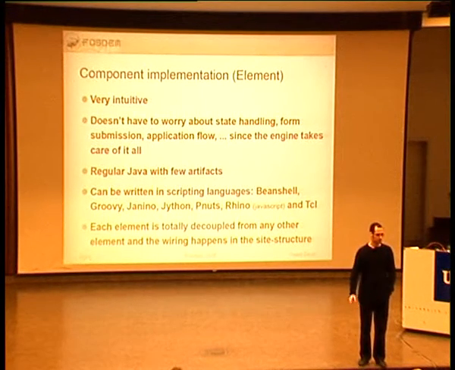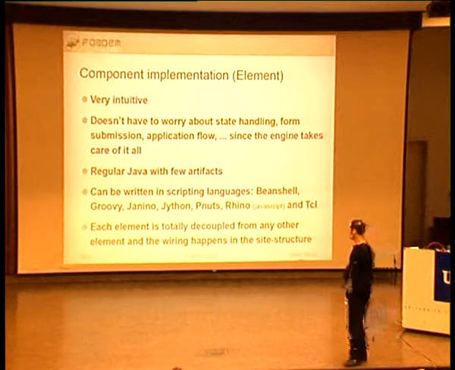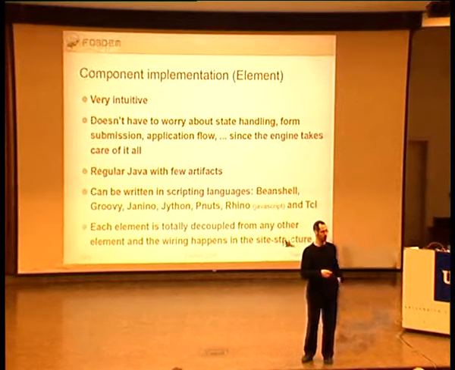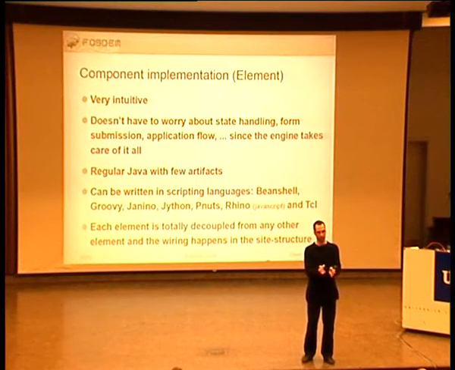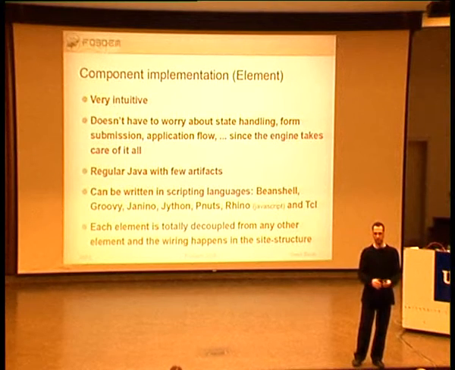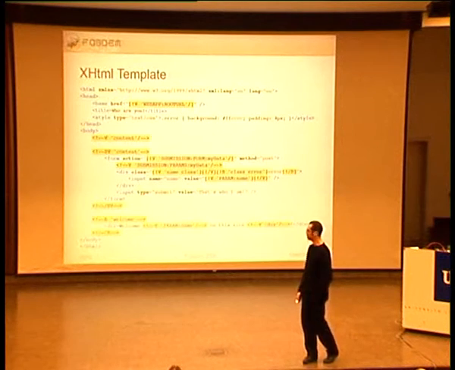Also, people don't necessarily want to write this in Java. People that quickly want to have something running could do this in any of the JVM scripting languages. You could do this in Groovy, in Janino, even in JavaScript or Tcl. And as you noticed, there has been no relation at all to the outside world from within the element. It's totally decoupled. I can reuse it anywhere. I can put it elsewhere, in another site structure, with another ID, with another URL, and tie it to something else. And this is a template.